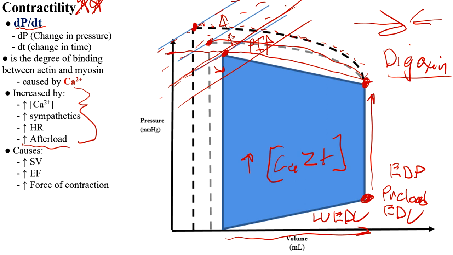What an increased contractility causes is an increased stroke volume, an increased ejection fraction, and an increased force of contraction. And those causes are just kind of by definition. Contractility causes these three things. It causes other things too, but generally just try and understand the concept. Physiology is something that should be understood and not necessarily memorized. And then the harder test questions will ask you to apply the concept to what they're asking you.